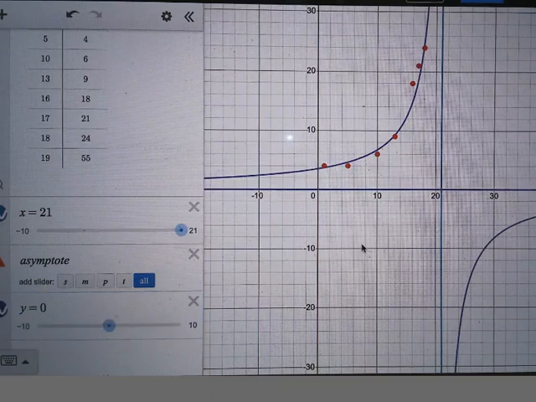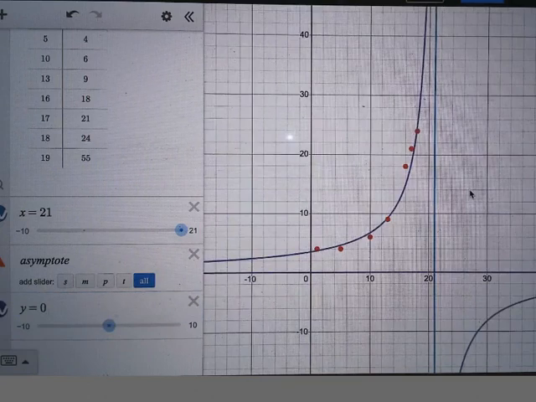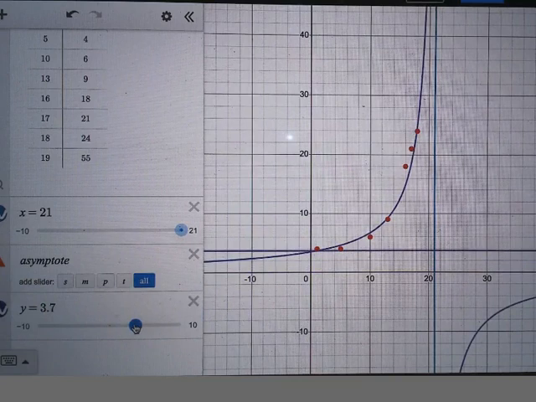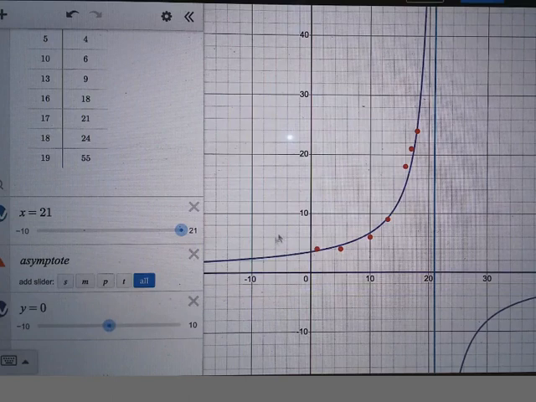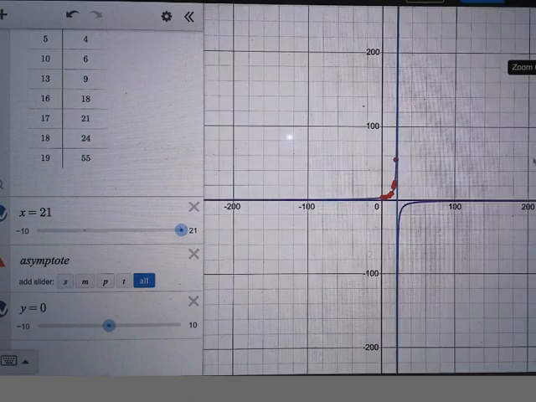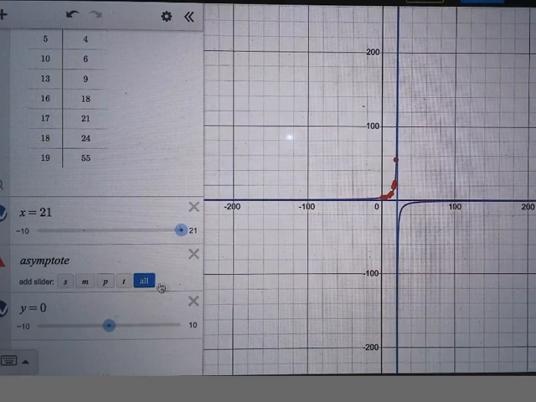And you can see that it's there. If I change it, I'm moving that around, but if I just leave it at 0, that's what this graph shows. Let's zoom out. Do you see how it gets closer and closer and closer to 0? Not to 10 or minus 10, it gets closer and closer to 0.